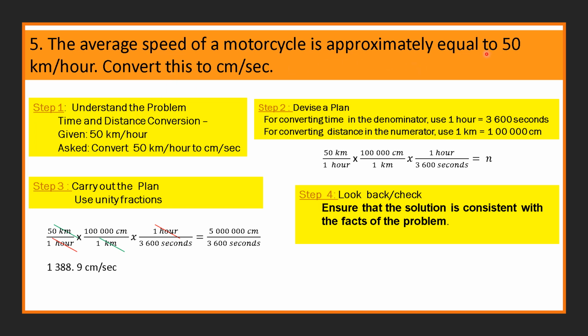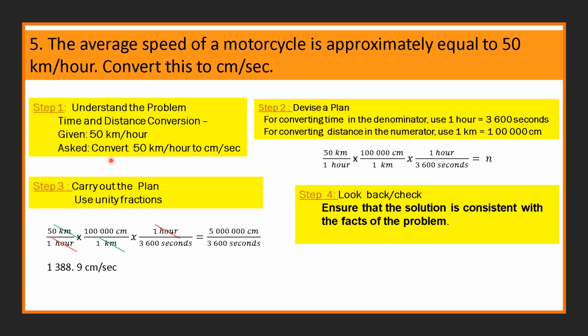We have here 50 kilometers per hour. This is the average speed. So this involves distance and time. So it's time and distance conversion. This is a bit complicated compared to the previous problems. Given 50 kilometers per hour, what is asked in the problem is to convert 50 kilometers per hour to centimeters per second.